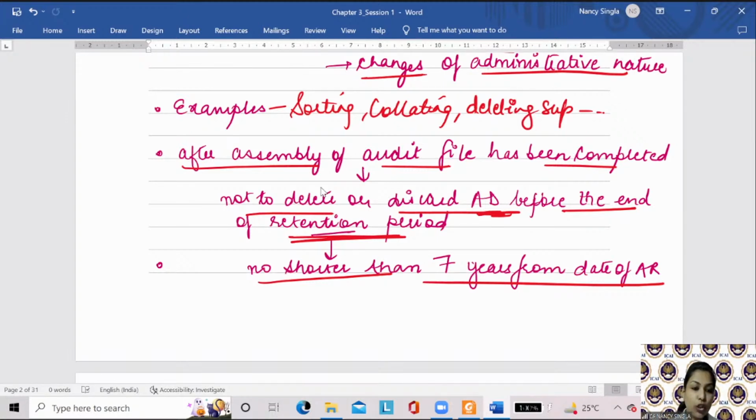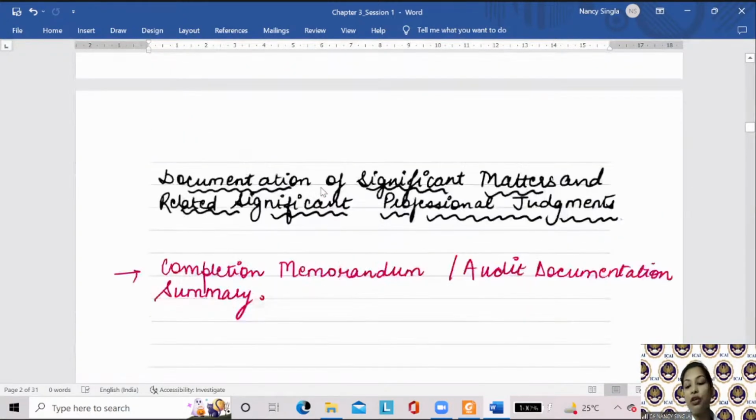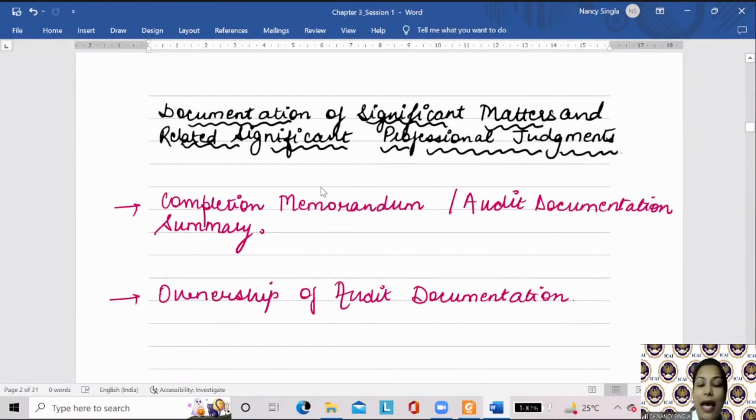Now, students, there is a topic relating to what? Documentation of significant matters and documentation of related significant professional judgment. When we were studying the form, content, and extent of audit documentation, we saw that the documentation should enable an experienced auditor having no previous connection with the audit to understand what? Audit procedures, audit evidence, and the third point was what? Significant matters and the professional judgment applied.